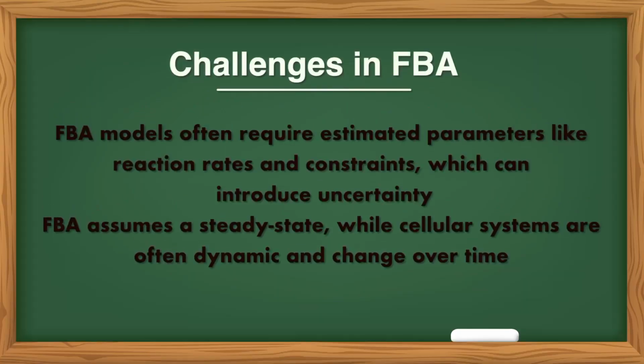Another limitation is parameterization. FBA models often require estimating a lot of parameters like reaction rates, different constants, and the constraints or the boundary conditions, etc. And with all these missing pieces, a lot of parameterization can lead to the introduction of uncertainty.